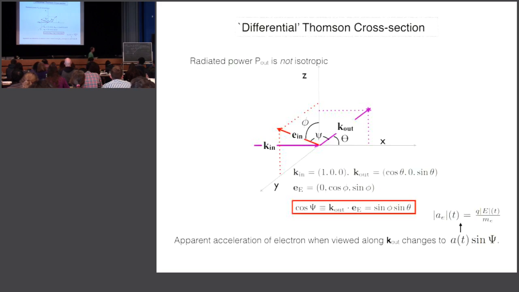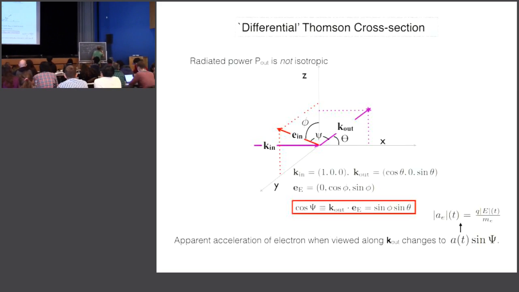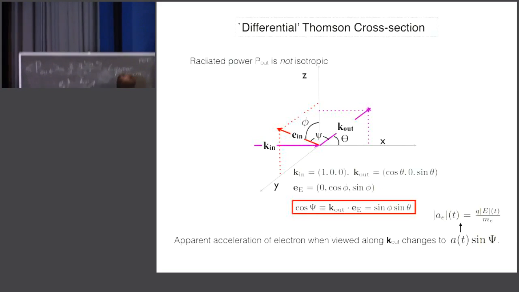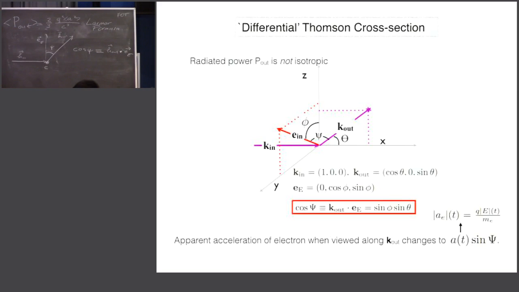Now, we can just define a new angle, psi, which indicates the angle between the electric vector and the outgoing direction. Right? So if this is the angle, then we can say that this angle is defined by the dot product of k_out and e_E. Right? This is the definition of this angle.